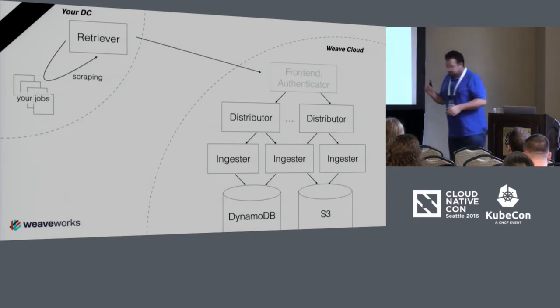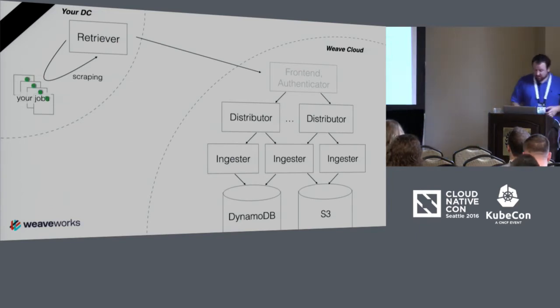So let's walk through that one more time, just to hammer this home. Your samples start in your jobs, exposed via the Prometheus /metrics endpoint. The scraper, the retriever, will come along and scrape them into a little batch, not the same as a chunk, but a little batch. And then it will send them over via the front end to one of the distributors.